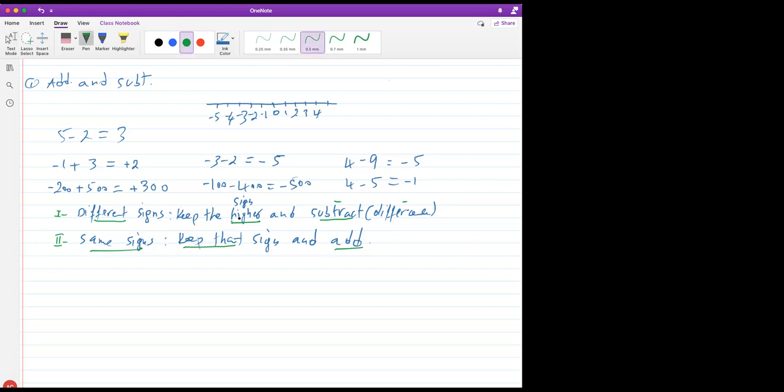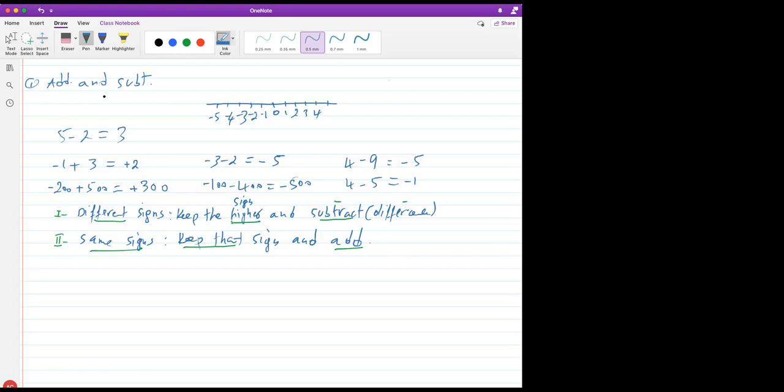Okay, so 2 steps. Always try to get the sign first, and then get the value. So for example, here again, 2 different signs. Okay, I'm gonna pick the plus. I'll write the plus down, and then figure out the value, which means in this case we subtract. In these we add.